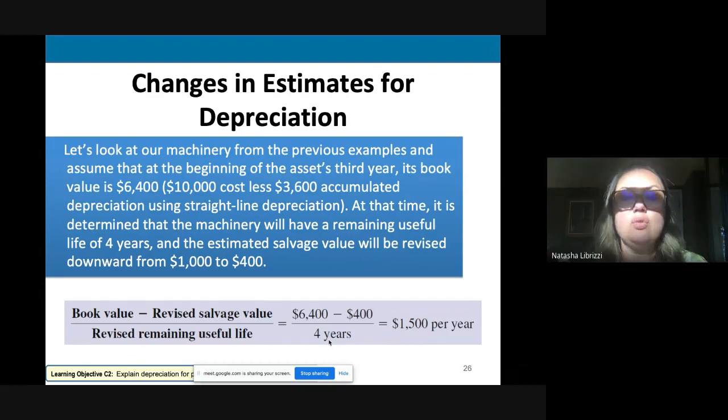So what we're going to do, we're actually going to revise it as if it's a brand new machine. It's not, but we cannot go back. So we're going to take a book value, which is again, price you purchased at, less your cumulative depreciation, 6,400, minus residual value, the new one, divided by revised remaining useful life. So that's 4 years. So your depreciation expense going forward for this year would be 1,500. And now you have depreciation going forward for the next 4 years.